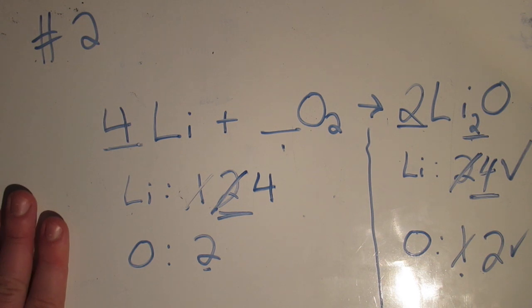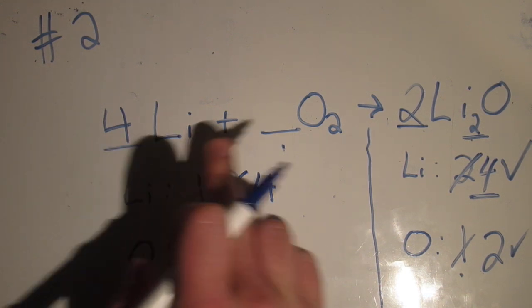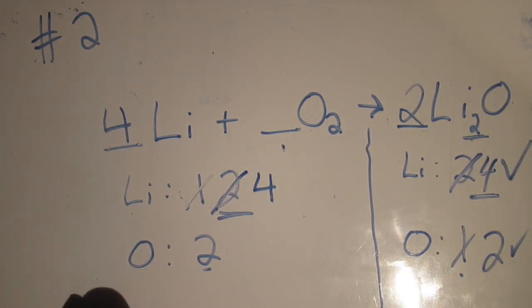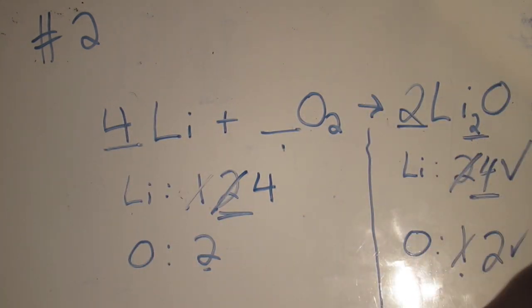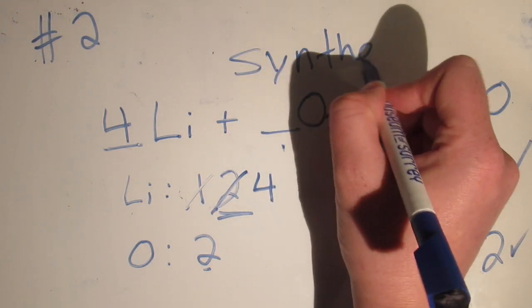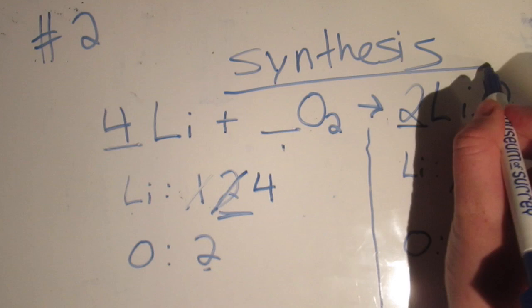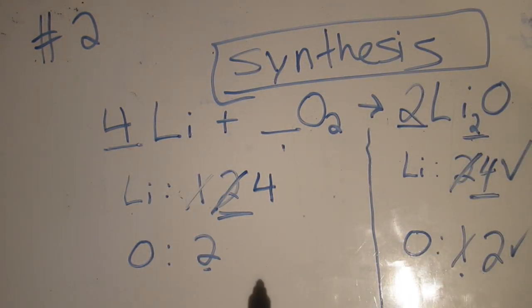The second part of the question is asking what type of reaction it is. So we have 2 reactants, and then we end up with 1 product. So that would be a synthesis reaction, because you start out with 2 things and you end up with 1. So that would be a synthesis. Okay, so that's question 2.